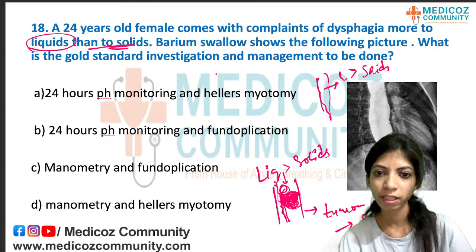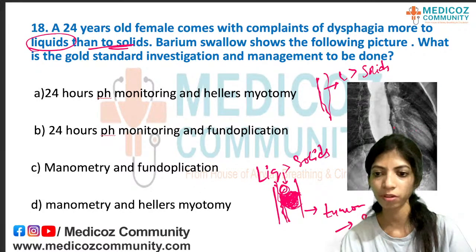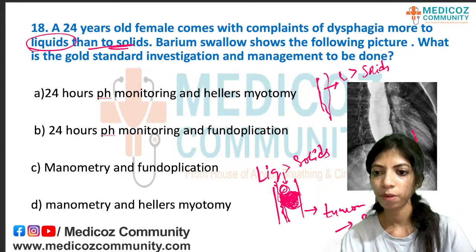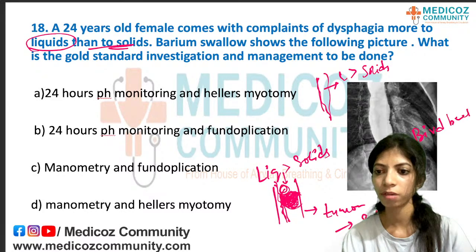So what did he give? Barium swallow shows the following picture. What is this picture showing? This is a classical finding, many times it has been repeated in your questions. This is your bird beak appearance. Like this is the beak of a bird. So this is your bird beak appearance.